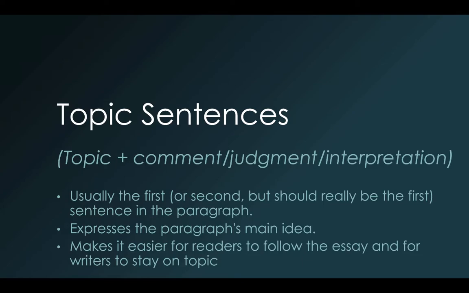The book uses examples of, you can have it in the middle or at the end, or it be implied, but those are really for other types of writing. So for this type of writing, when you're persuading and you're explaining things, then your topic sentence should be your first sentence in the paragraph. Expresses the paragraph's main idea and makes it easier for readers to follow the essay and for writers to stay on topic.